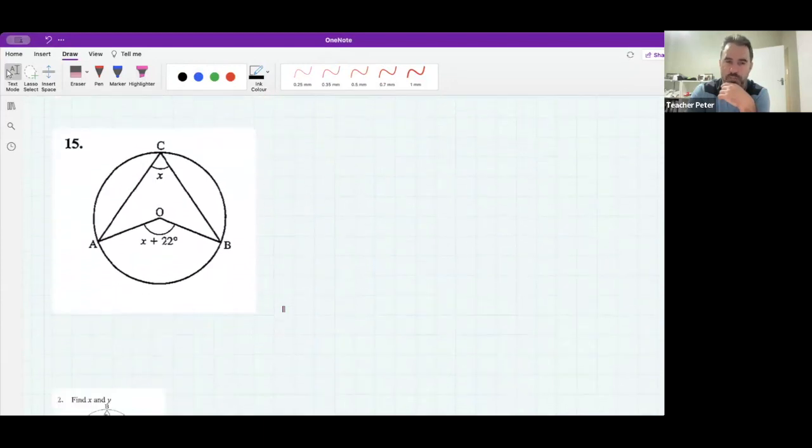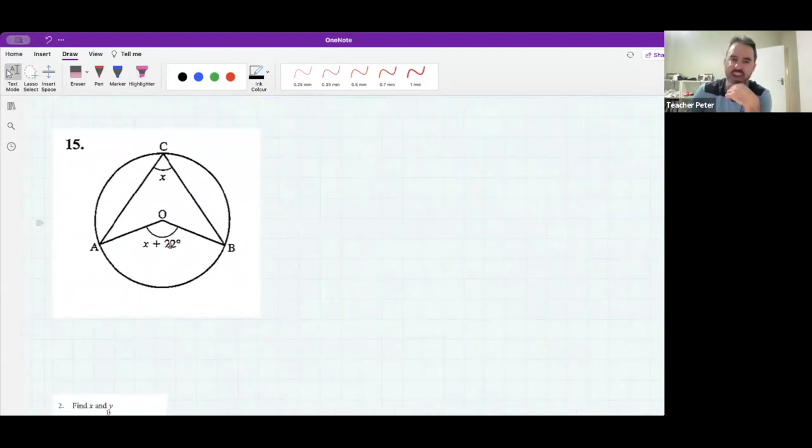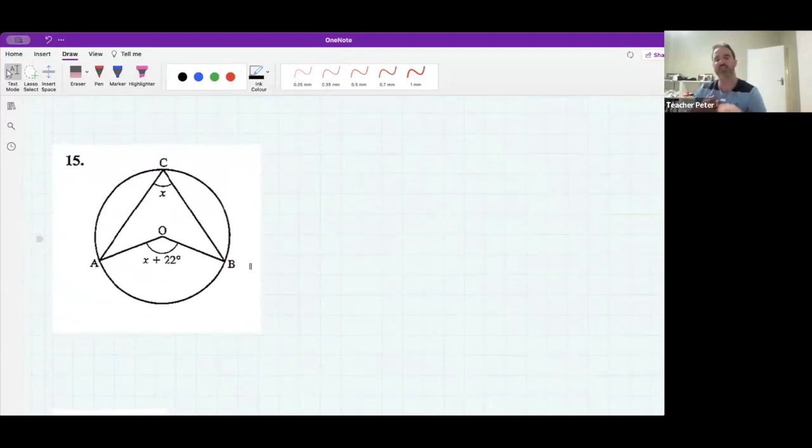This is a little bit harder, but we're going to give it a go. Can you find the value of x in this diagram? Knowing what you know about circles and what you've learned about this relationship between the angle at the center and the angle at the circumference, what do you think the value of x is? I want you to try and find it.